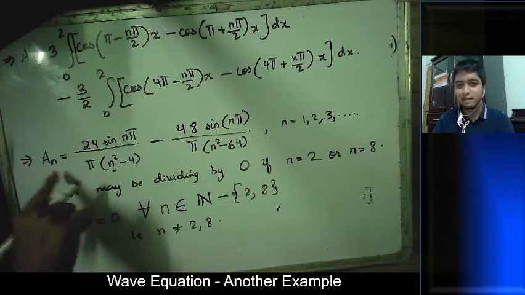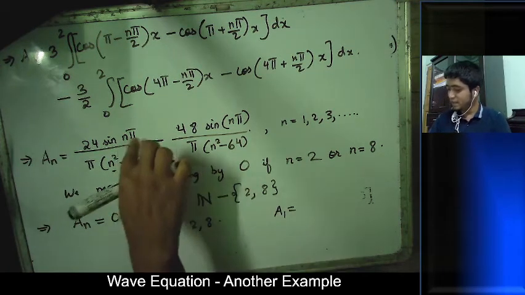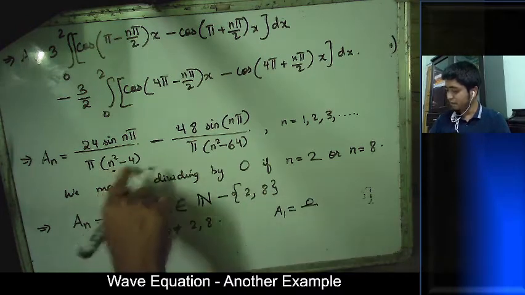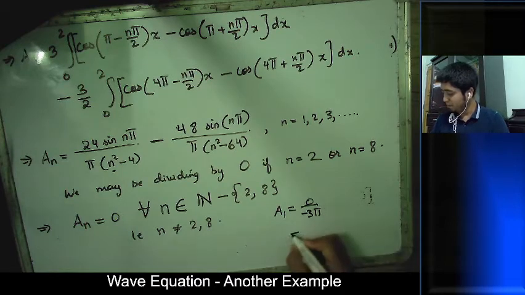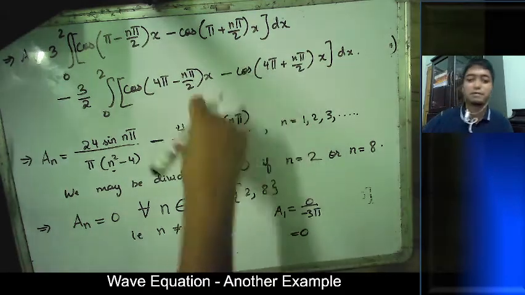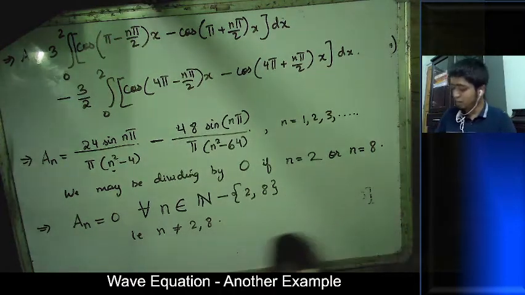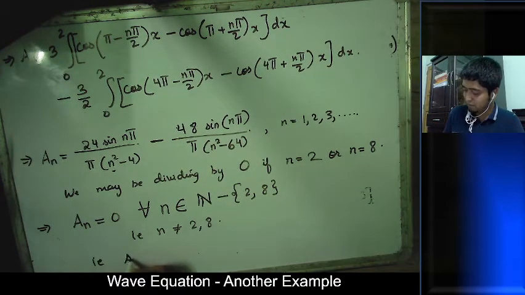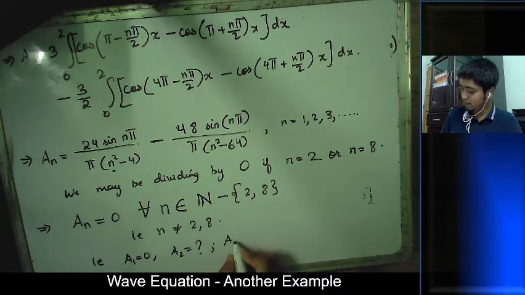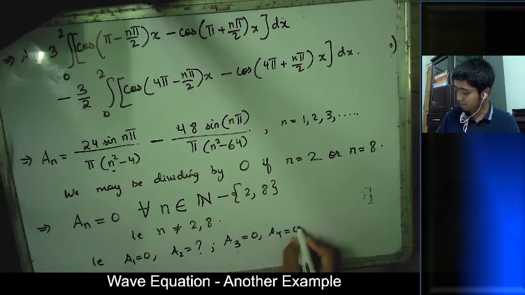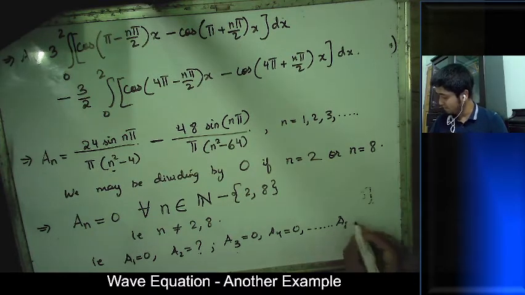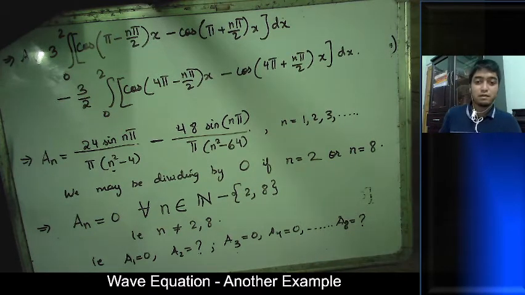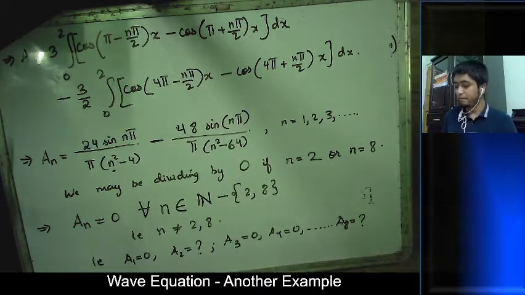For example, let us say n equal 1, then we will be having a₁: sin(π), which is 0, divided by 1 minus 4, that is minus 3π, which is equal to 0. Similarly, if we calculate the other one, it will be 0. So a₁ will be 0. a₂, we still don't know what the value is. a₃ will be 0, a₄ will be 0, and so on. a₈, we don't know what the value is.